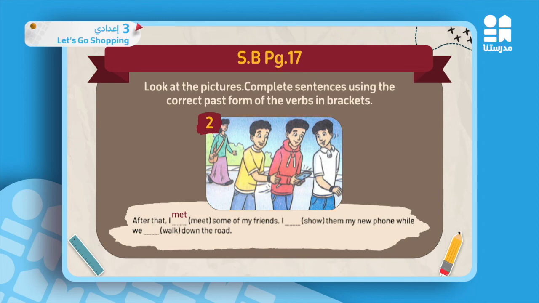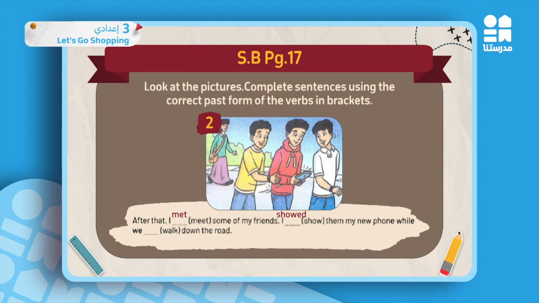Yes. Show is a regular verb, so I'm going to add ed to it. I showed them my new phone. While, when I have while, when, and as, this means that I have two actions, a short one and a long one, one interrupting the other. يعني لما بلاقي while أو when أو as بعرف إن أنا كده عندي two actions، واحد طويل في past continuous، واحد قصير في past simple قطعه.